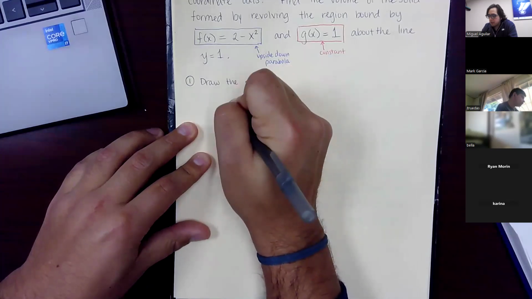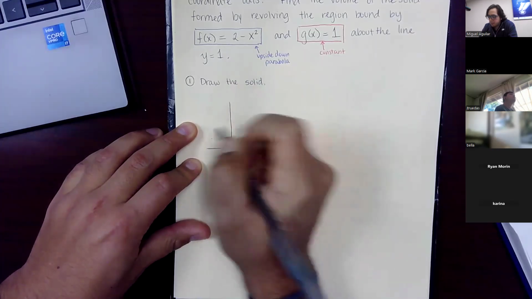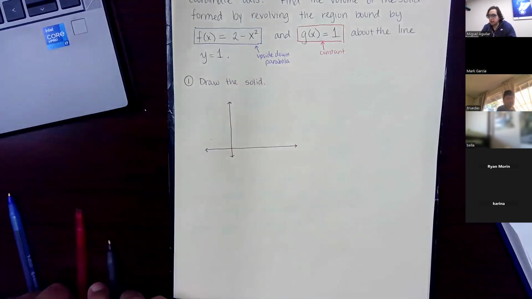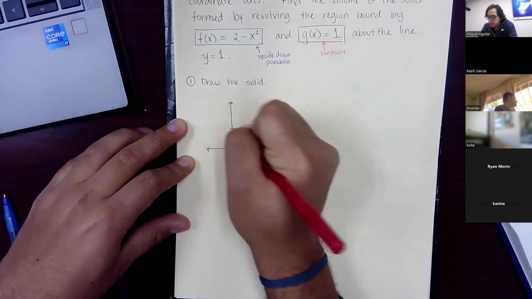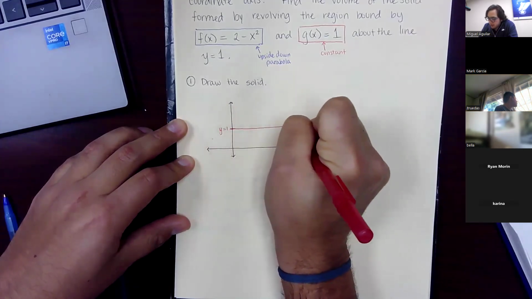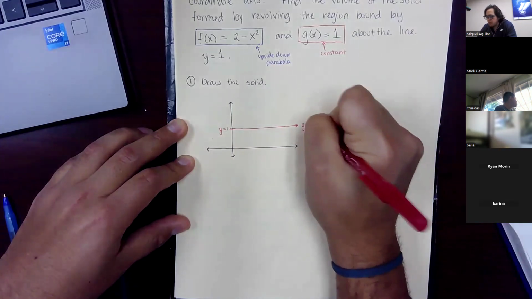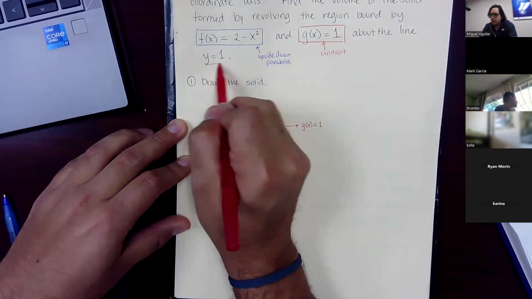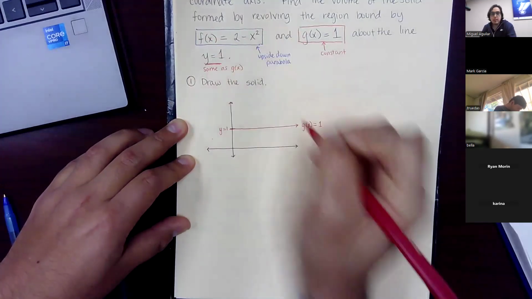So I'm going to draw a little y-axis here. Maybe I'm going to put my x-axis here. And the first thing that we might draw is the lower function. g of x is equal to this straight line here, which is at y equals 1. So this is y equals 1. And so I'm going to draw a horizontal line here to represent g of x equals 1. So the axis is the same thing as this function here. Okay, I'm going to put same as g of x.